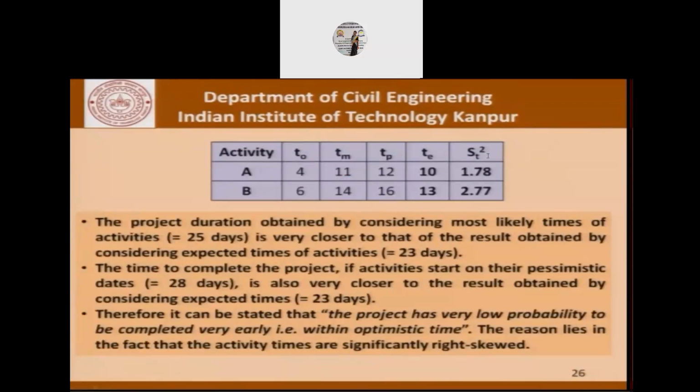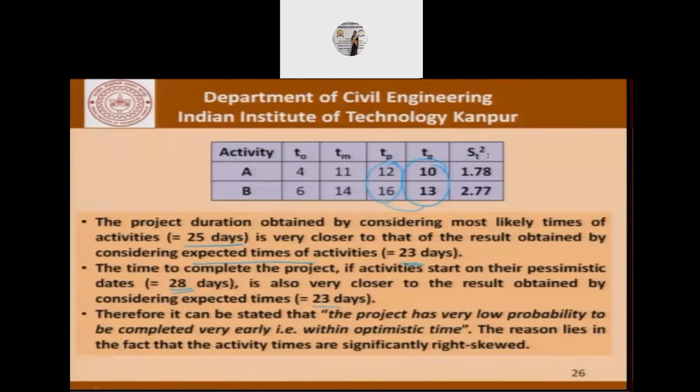So the project duration obtained by considering the most likely times of activities is 25, which is very close to the result obtained by the expected times, that is 23. That is this number here. The time to complete the project if activities started on their pessimistic date, that is 28 days, is also pretty close to this result. So this is 28, and this is also close to this result of 25.